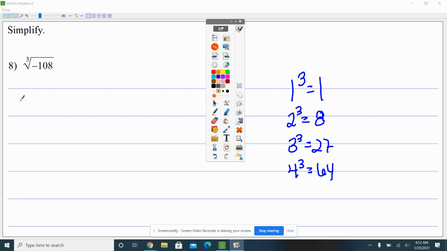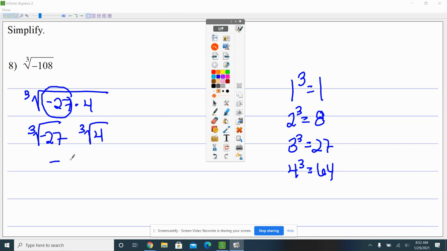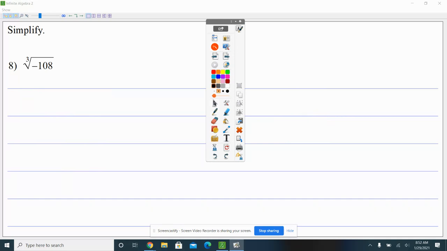27. See, I wouldn't have found that. That's 27. So what we're going to do here is change the negative 108 to negative 27 times 4. It's not a perfect cube because it's going to have a leftover. But when I take out the cube root of negative 27, that's actually negative 3. So it's negative 3 cube root of 4. So you can have negatives underneath a cube root. You can't have a negative under a square root because we know that's an imaginary number. But under a cube root, it is okay.